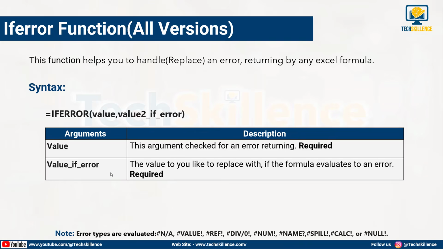The second parameter name is value if error, and this parameter is something you're going to replace with your own value. It may be a message, it may be any formula or a function, or it can be a blank cell. The last point of discussion with this function is that it can read all types of errors given by Excel, that I mentioned as a note at the end of my slide.